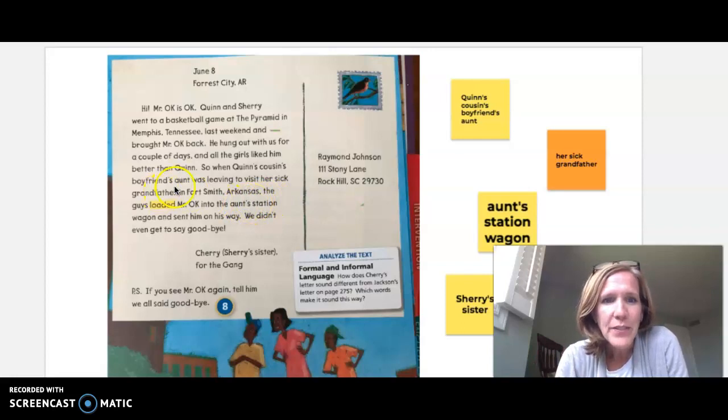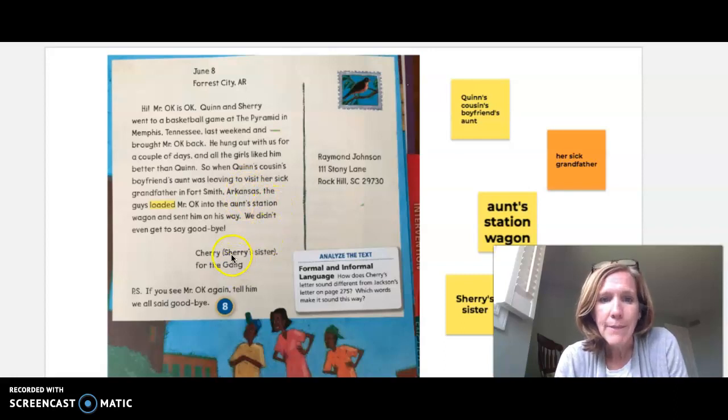But if we took a look at this one, the aunt's station wagon, right? The guys loaded Mr. Okay into the aunt's station wagon. Aunt is singular, aunt or aunt, however your family says it. And the station wagon belongs to her. So it's A-U-N-T, does not end in an S, so we add an apostrophe and then an S, right?